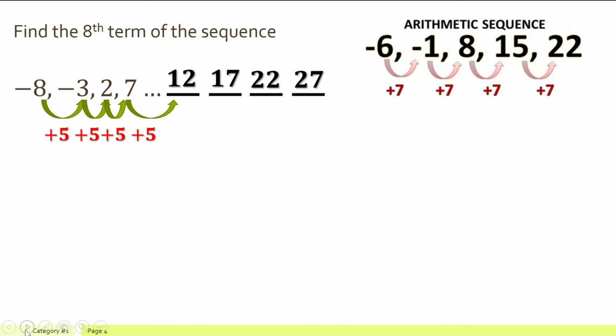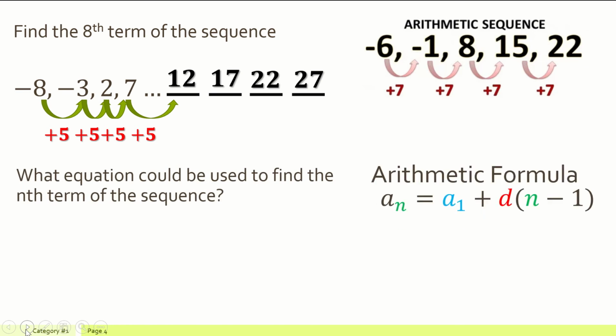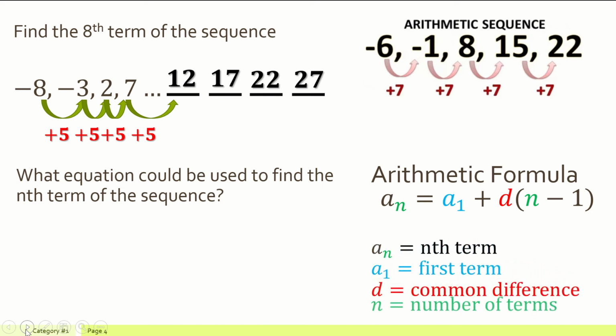Now this is easy if it's only asking for the 7th, 8th, 9th, or 10th term. But if it's asking for the 100th term or the 500th term, you probably wouldn't want to sit there for 30, 40 minutes adding 5 each time. So instead we use what we call an arithmetic sequence formula. The formula to find any nth term, a sub n, in the sequence is: we take a sub 1, the first term, add the common difference, d, what you're counting by, and multiply that by the number of terms minus 1.